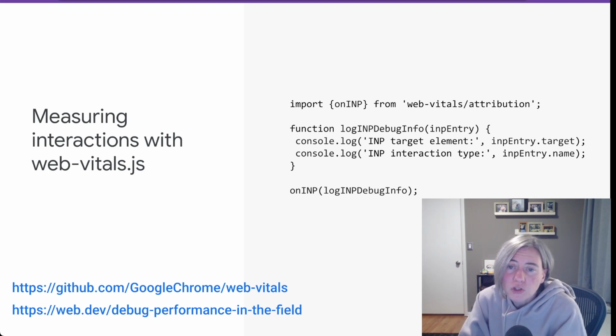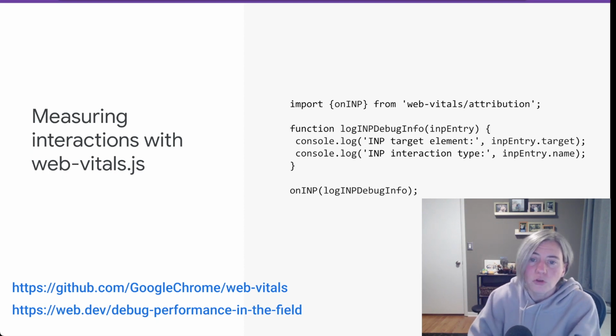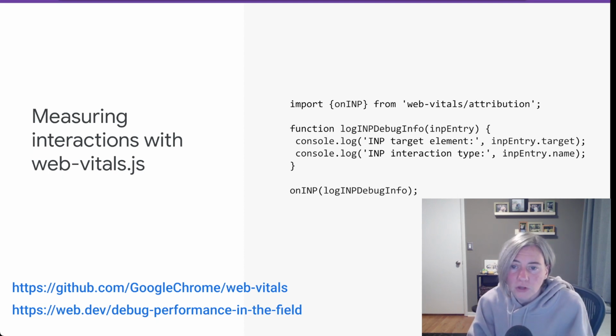The web-vitals.js library is an open source library you can use to report Interaction to Next Paint in the field. It also has support for attribution, which will allow you to report some details on the interaction which was counted as INP. In this example, we're loading web-vitals.js and we're printing to the console, first, what type of event the interaction is from. For example, this could be something like click or keydown.